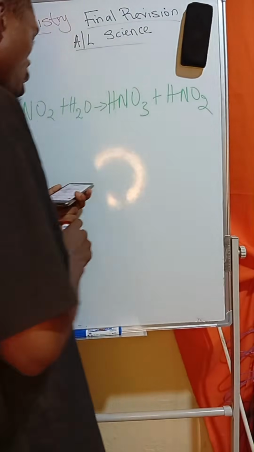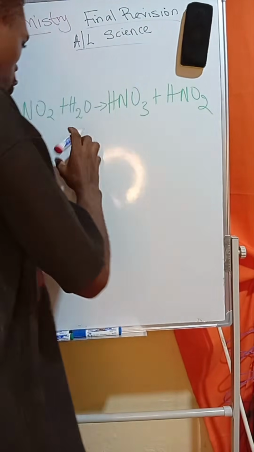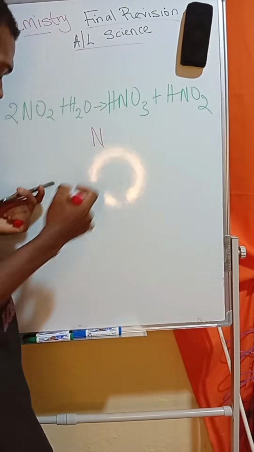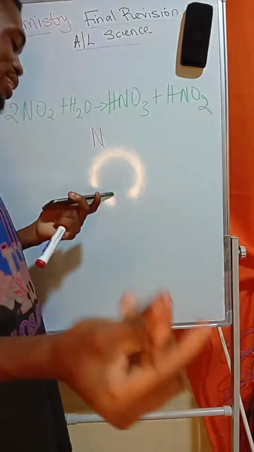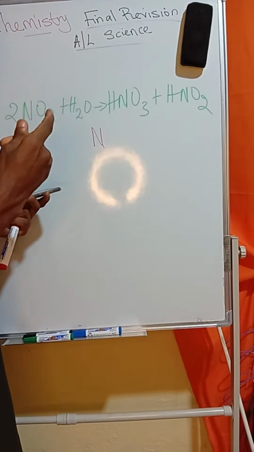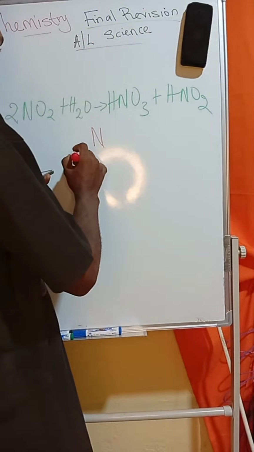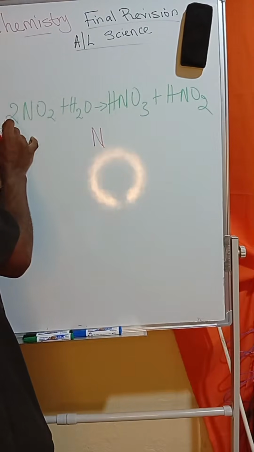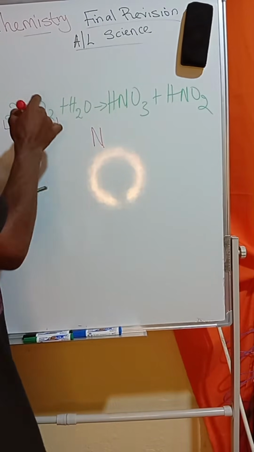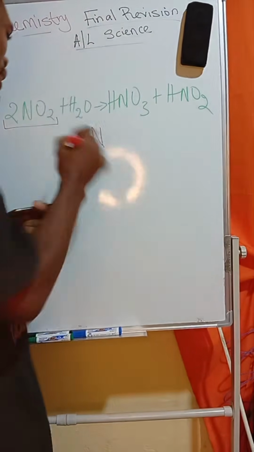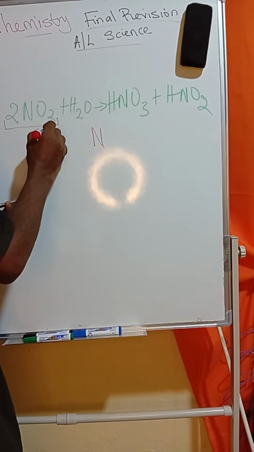How? We are looking at nitrogen. Nitrogen is the species here that is being oxidized and reduced at the same time. If you calculate the oxidation state of nitrogen in nitrogen dioxide, the oxidation state will be +4.